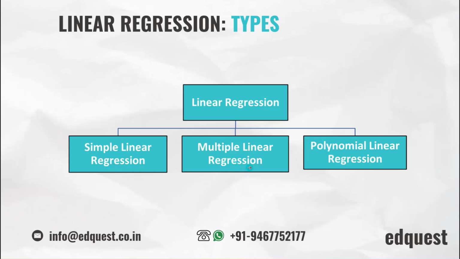Multiple linear regression. In this type, we use 2 or more input variables to predict the output. It helps capture more real-world complexity than simple linear regression.